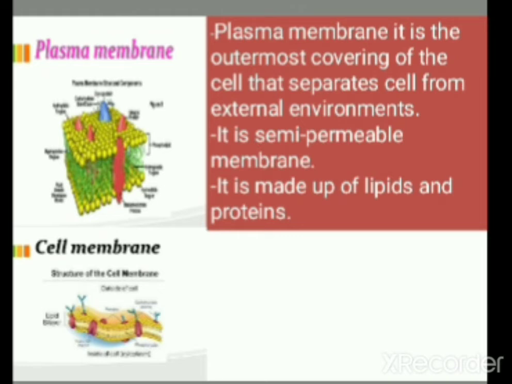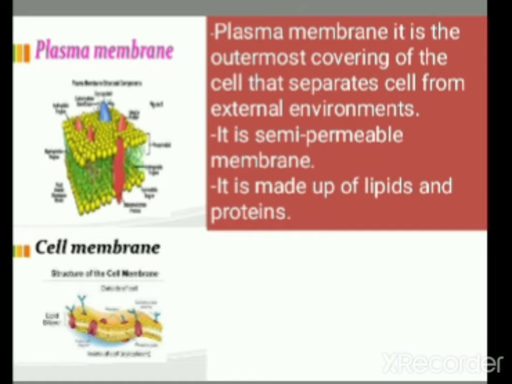So what is plasma membrane? Plasma membrane is a thin, delicate outer covering of the cell that separates the contents of the cell from its external environment. Plasma membrane ensures protection of the cell.